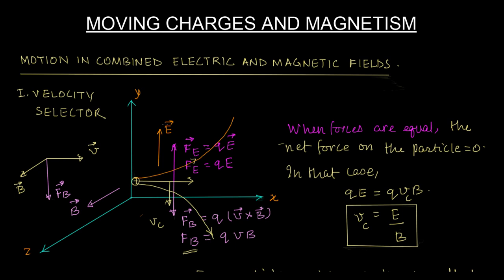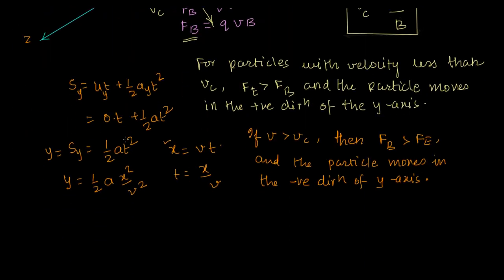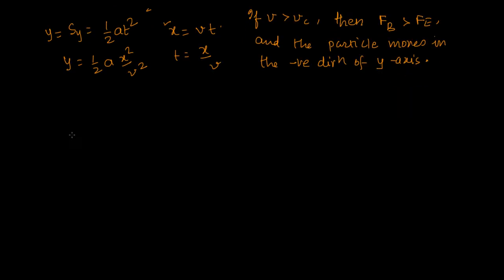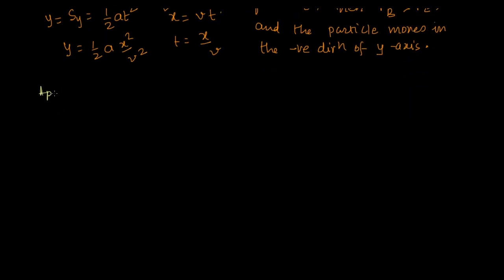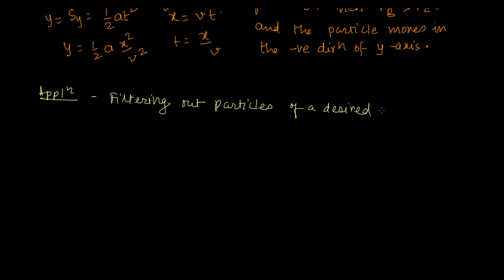It is called a velocity selector, and you can filter out from a stream of particles those of a desired velocity. I can write the application as filtering out particles of a desired velocity.